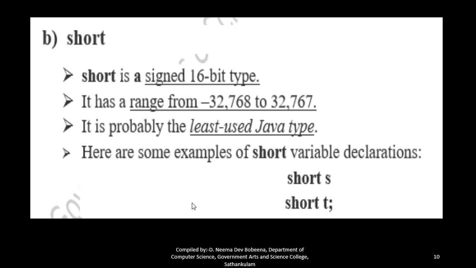Next is short. Short is a signed 16-bit type. The range is -32768 to 32767. This data type is the least used one. Here we can see 2 examples of declaring short type variables.